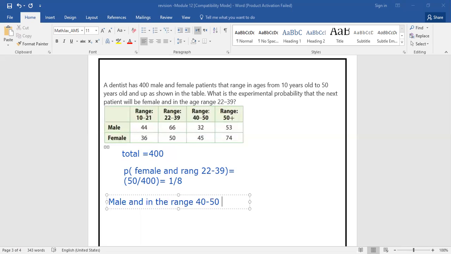Miss, can I say it? Just give them a chance to calculate. Miss, can I say it? It will be 32 over 400. Don't say the answer without permission, please. I beg you.